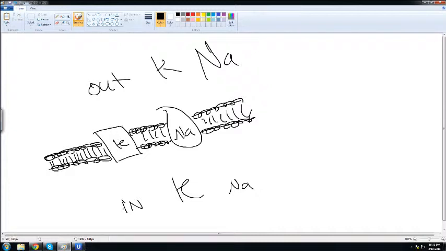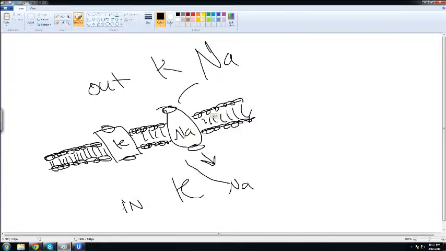And what happens when you open up the channel is, if you were to open this up here, you would have the free flow of potassium ions in and out of the cell. So that would happen when you open a potassium channel. Potassium can go in and out of the cell. Same thing holds for sodium. You open this up, sodium can go in, and sodium can go out.